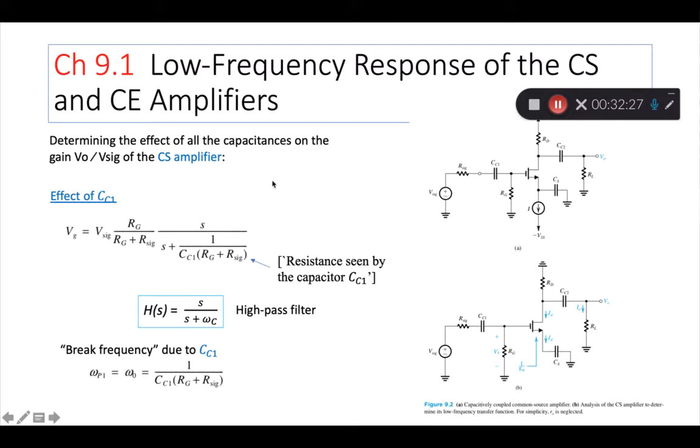From now on, what we study is fresh stuff as related to our amplifier circuits, which are our BJT and MOSFET circuits. So chapter 9, section 9.1, low frequency response of the CS and CE amplifier. So here we have a CS amplifier.